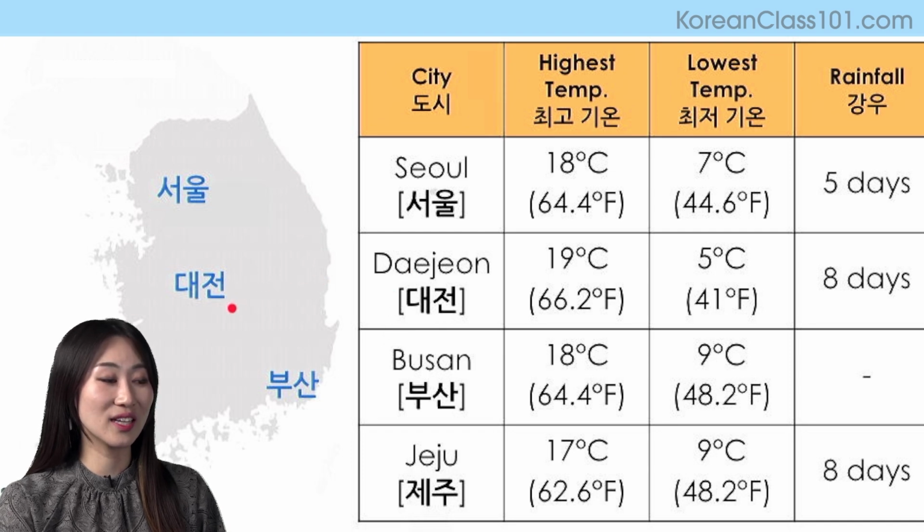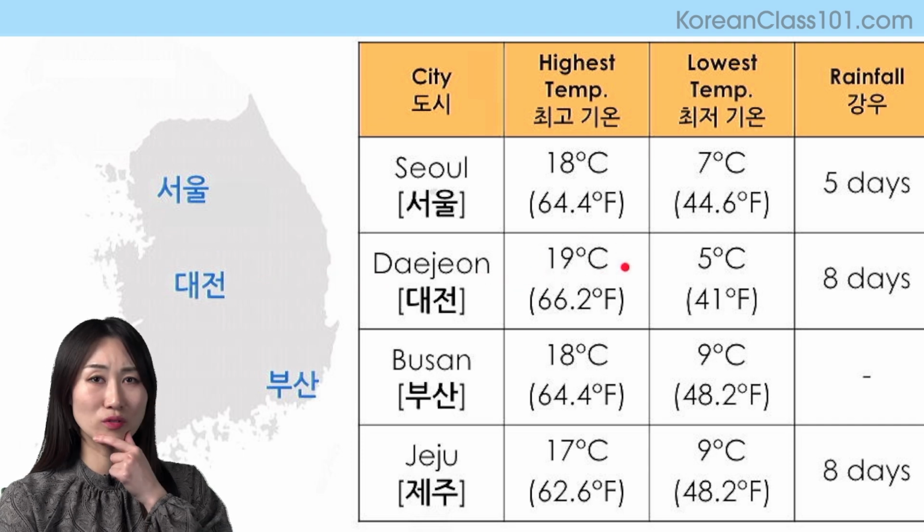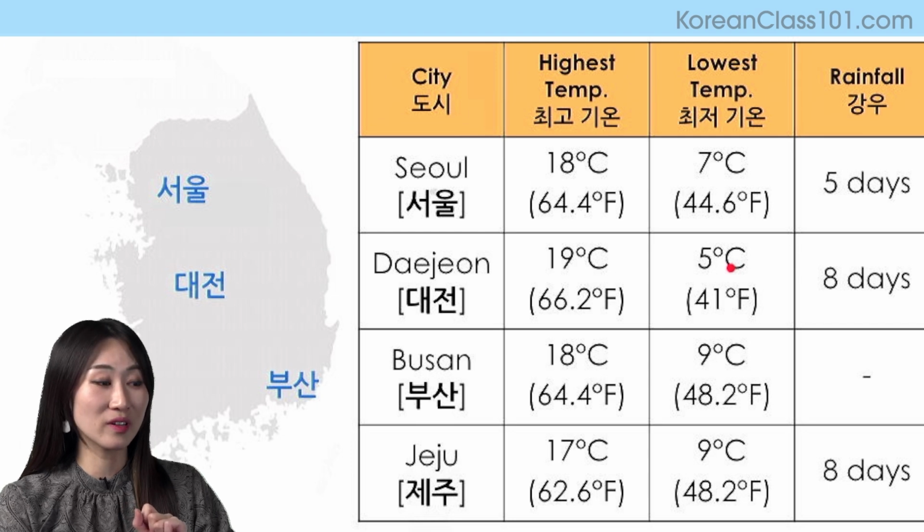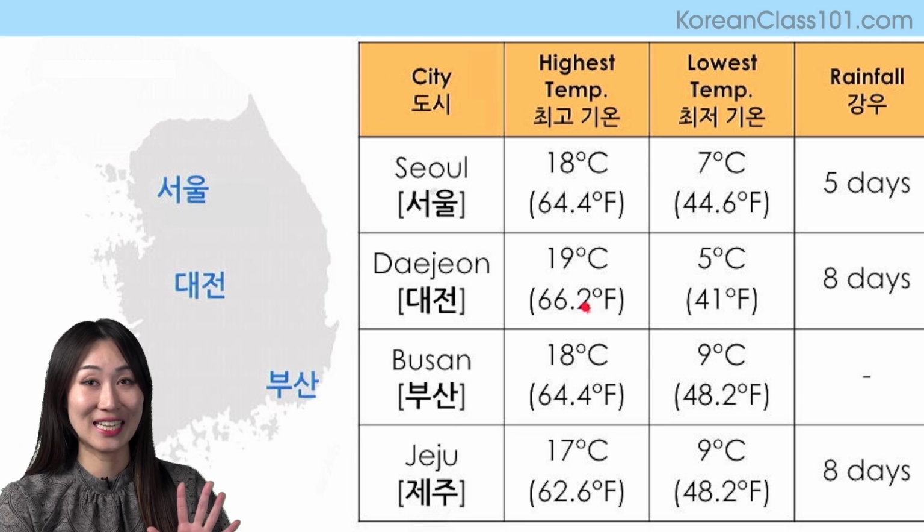Daejeon is located here and is in the middle of South Korea. It's between Seoul and Busan. So, it's a little bit warmer than Seoul. But the lowest temperature is lower than Seoul. Interesting, it's 5도. And also, please remember that in Korea, we use Celsius, not Fahrenheit.